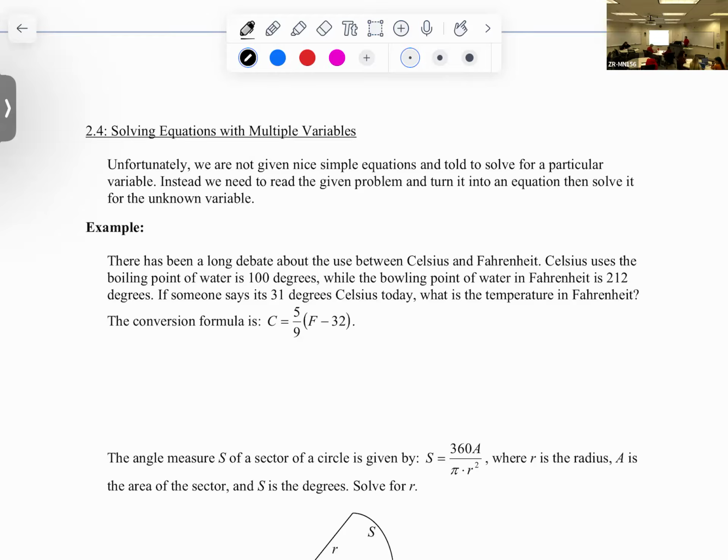Someone says 31 degrees Celsius today. What is the temperature in Fahrenheit? The conversion formula is given as follows. So, basic algebra. When we plug this in, Celsius is 31 degrees, and we have our equation, 5/9 times Fahrenheit minus 32. When we go to solve this, we should be familiar with our approach now. Rainbow, right? We love the rainbow.